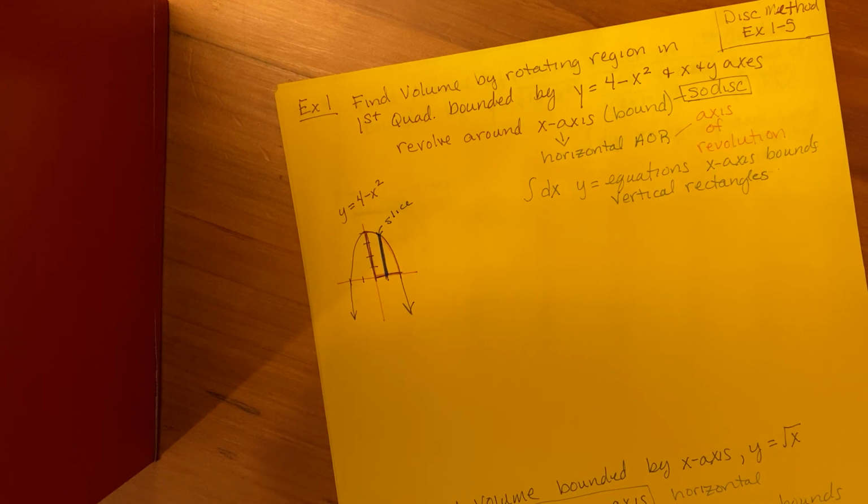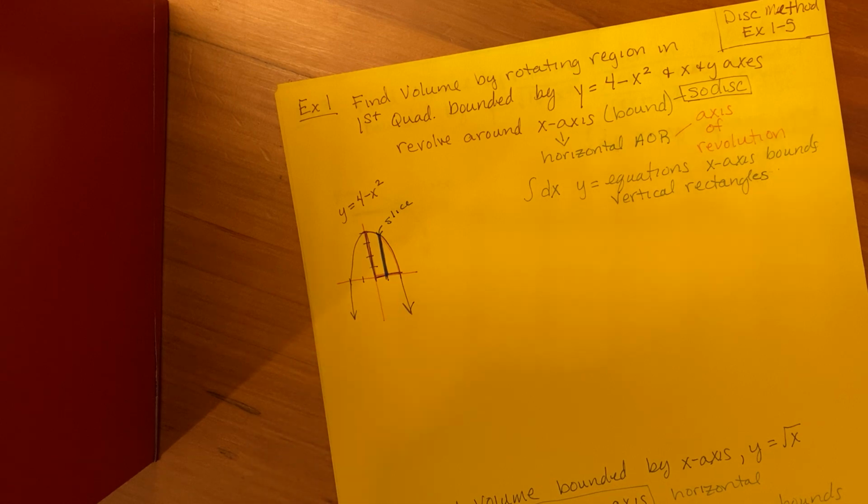So as you're looking at the notes, you can see the first picture for the disk method where they're talking about that representative rectangle. Well, that is your top minus your bottom if you're doing this with respect to x. Or that would be your right minus your left if you're doing it with respect to y. And I'm going to show you examples of each thing today.